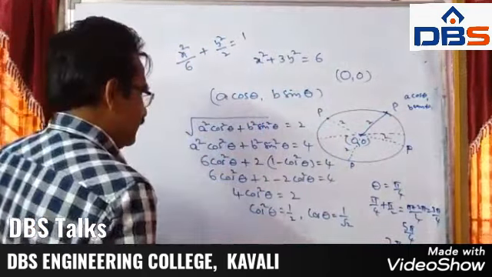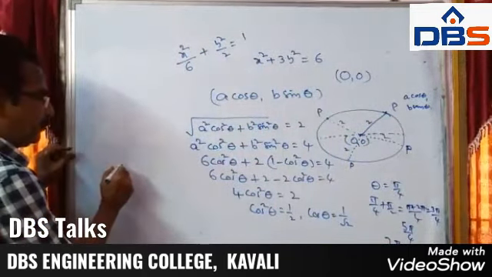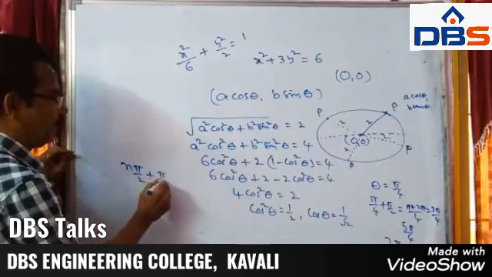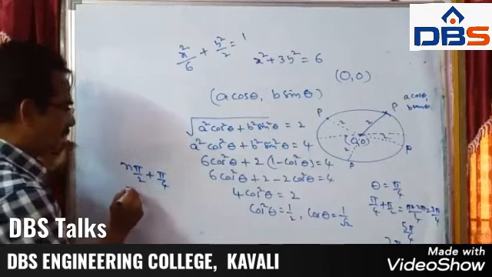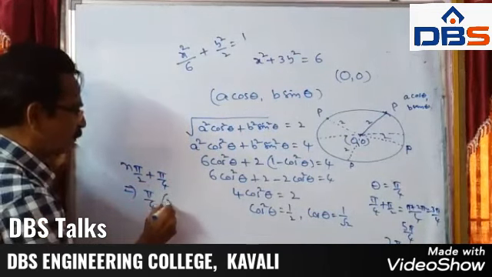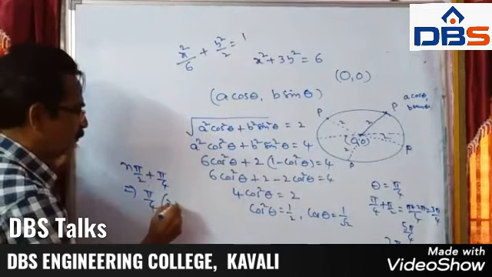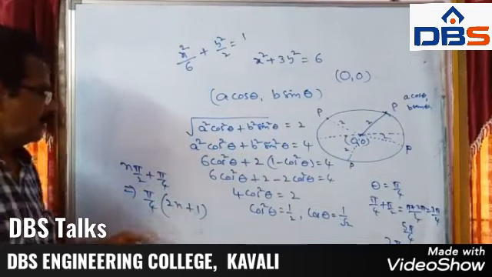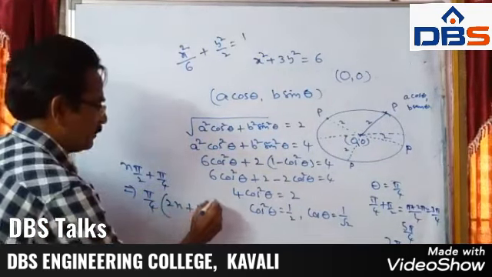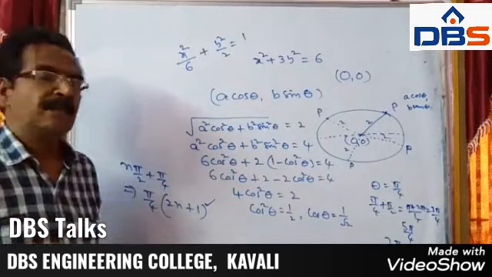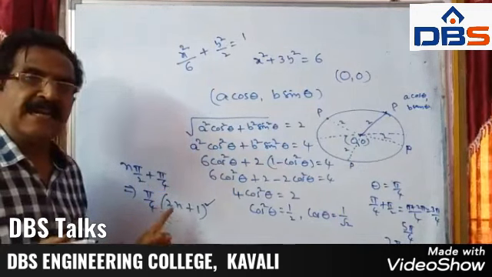So you can have a general formula, n pi by 2 plus pi by 4, which implies pi by 4 into 2n plus 1. Pi by 4 into 2n plus 1. You have to remember this. Pi by 4 into 2n plus 1 is the eccentric angle.